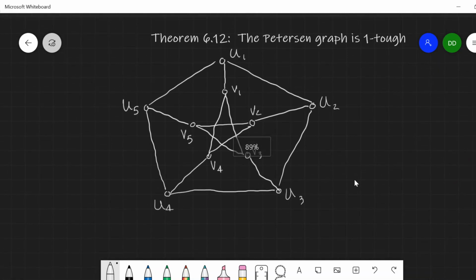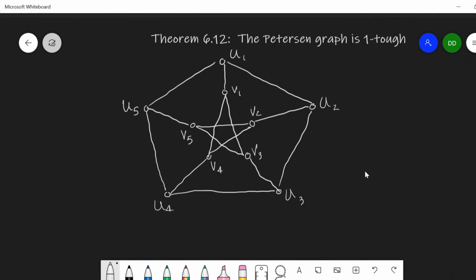All right, so some preliminary stuff to take care of first for showing this is 1-tough. Remember what this means: I want to show that given any vertex cut S of the graph, if I take the ratio of the cardinality of S over the number of components in G minus S, this is greater than or equal to 1 for all vertex cuts S. I want to show that this is true.